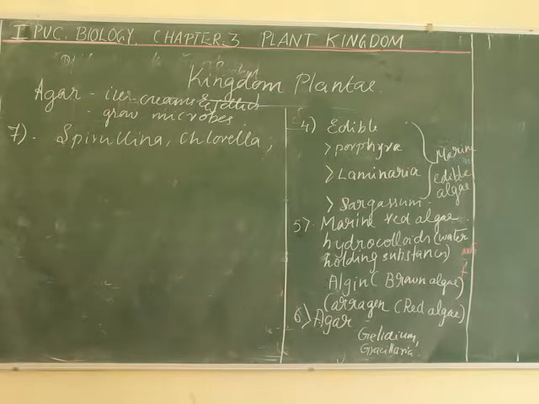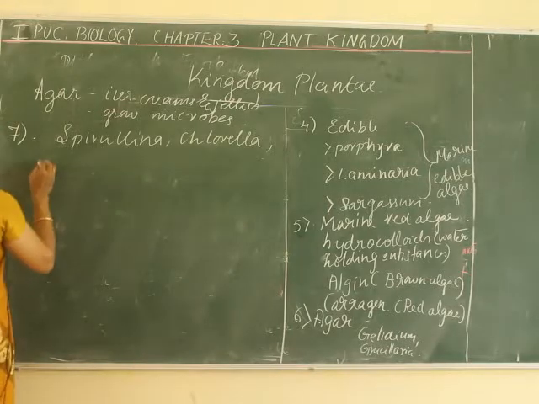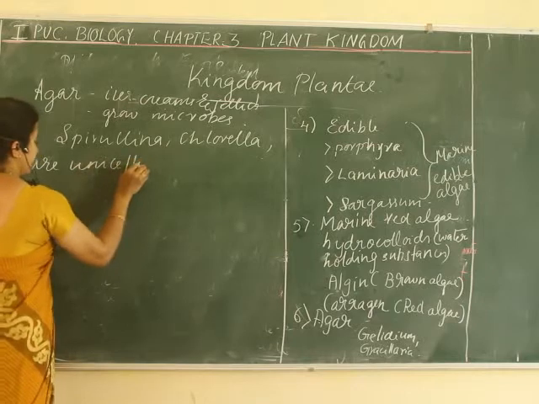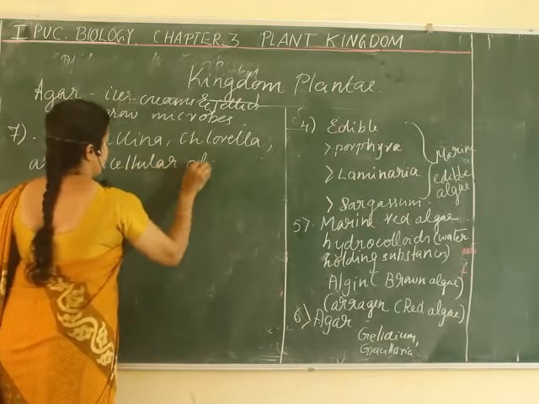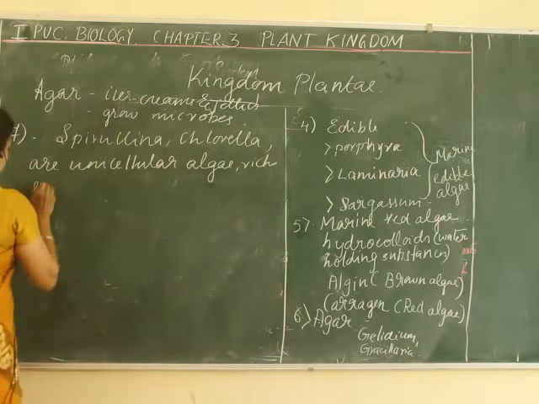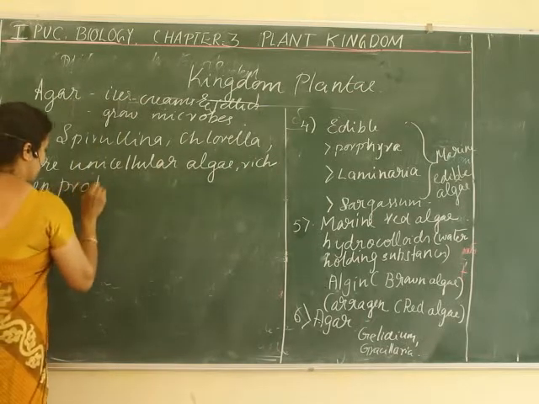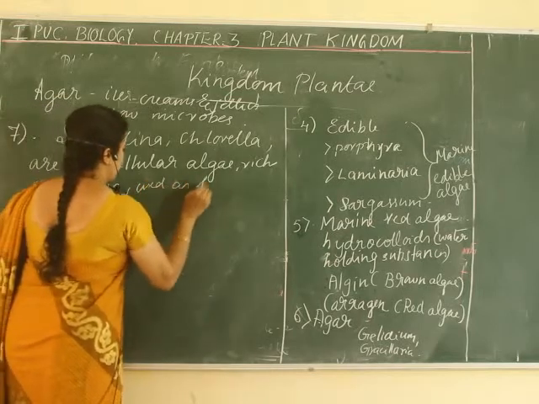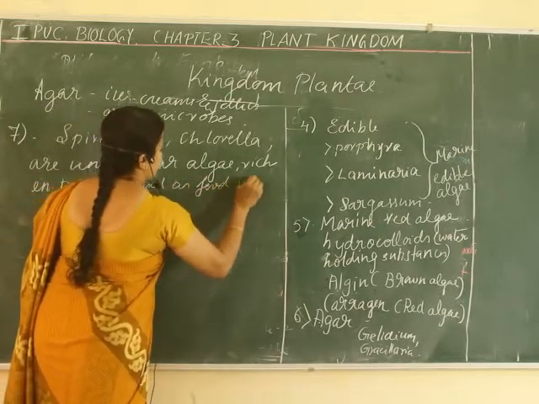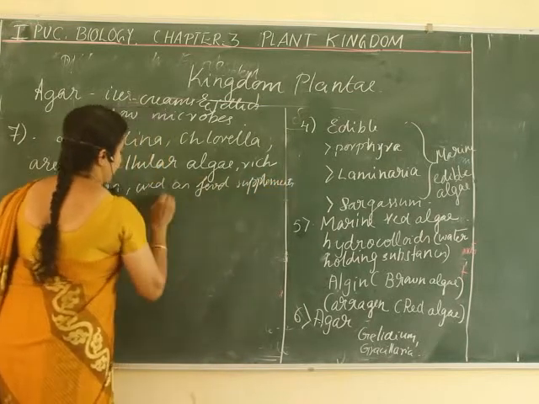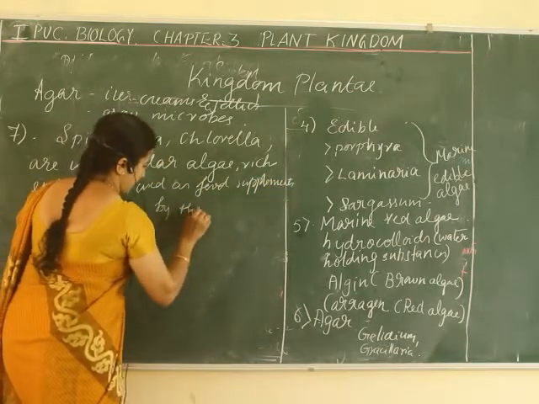Chlorella and Spirulina are unicellular algae, rich in protein, and used as a food supplement by the space travelers.